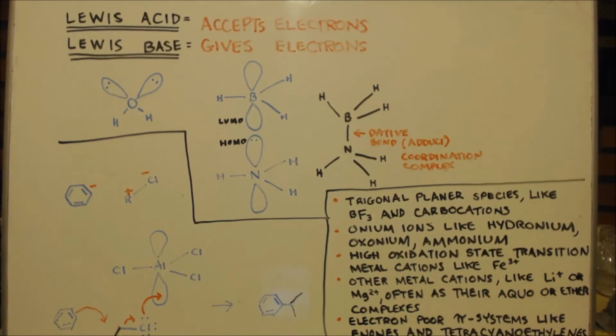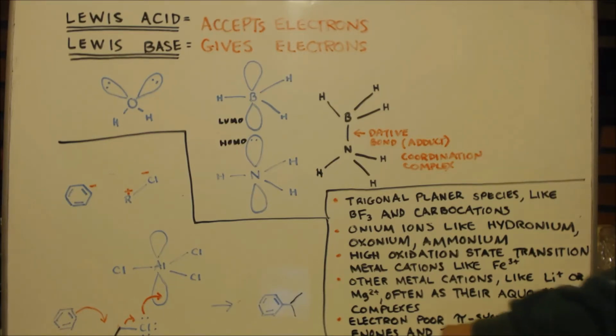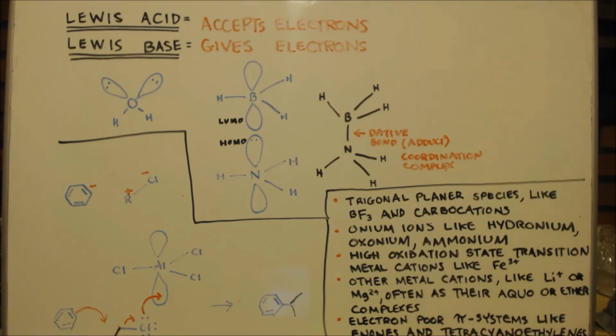Electron poor pi systems like enones and tetracyanoethylenes. Now that one, I don't expect you to understand. Don't worry about it. Pentahalides. That just means penta, 5. Halides means chlorine, fluorine, bromine, iodine. But you have 5 of them attached to a phosphorus or an arsenic or an antimony. Those are all examples of Lewis acids.